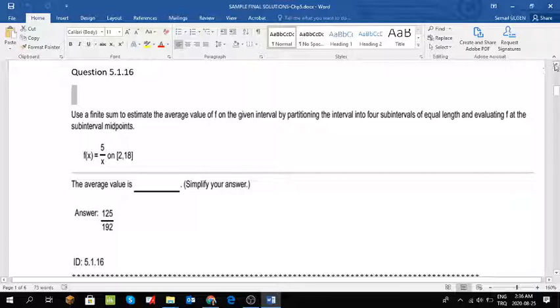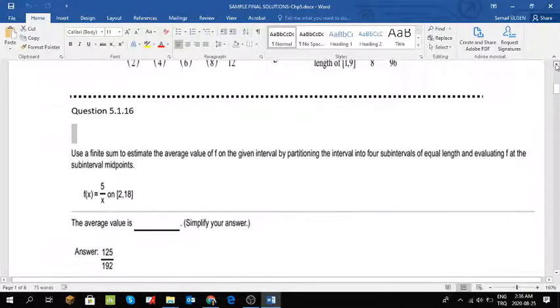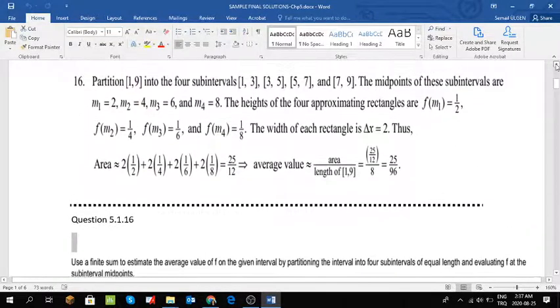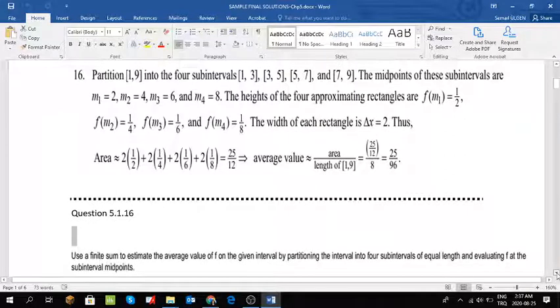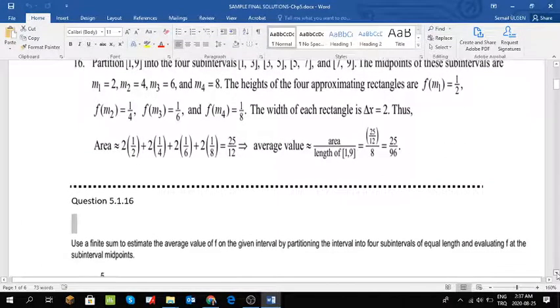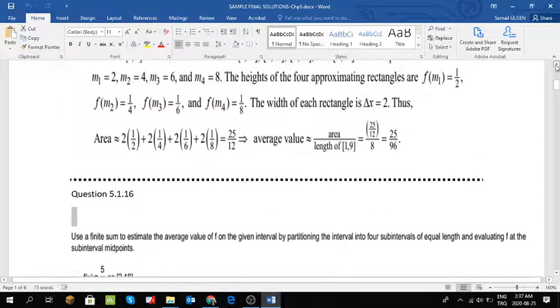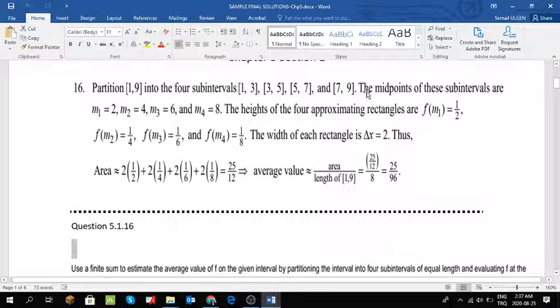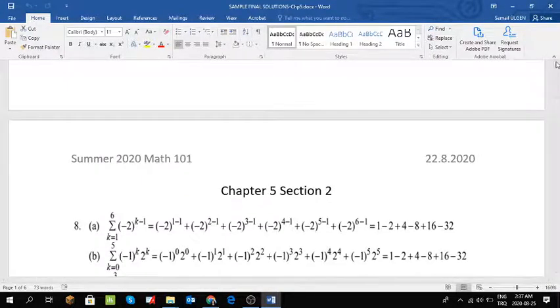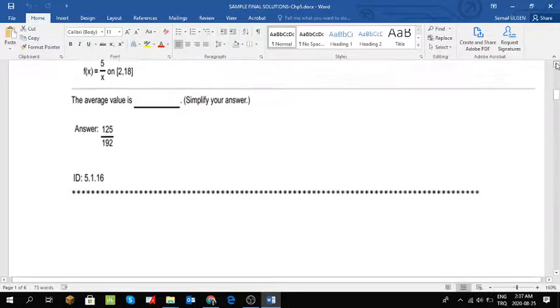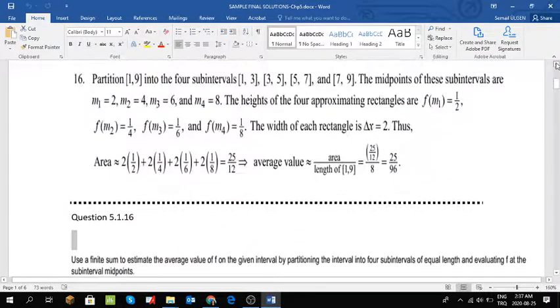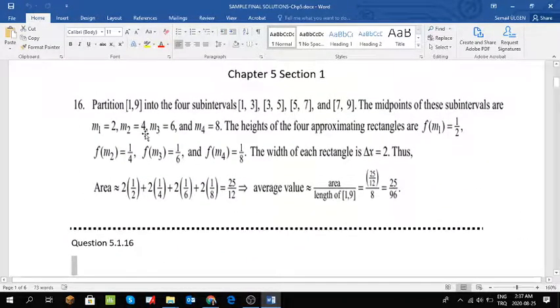Now I'm going to show you a similar question with the solution. It's a similar question, but the function is different. The function is 1 over x instead of 5 over x, and the interval is 1 to 9 instead of 2 to 18. So this is an alternative question, and this is how we solve such a question.